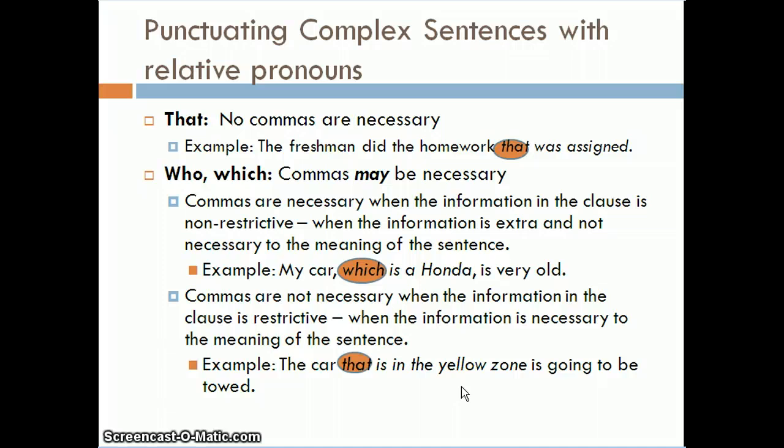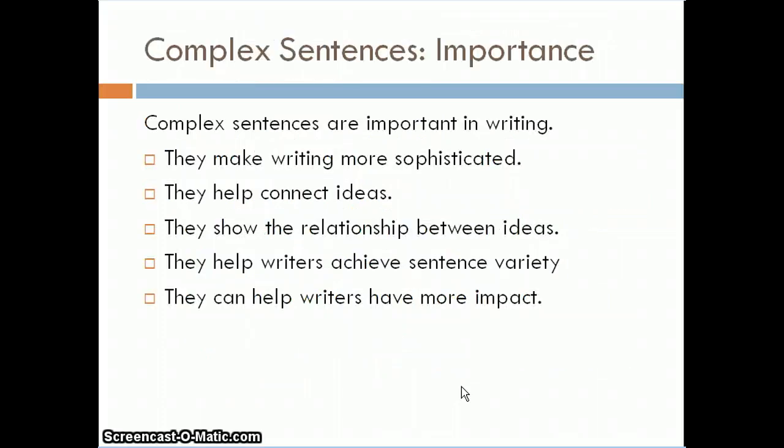So those are our two different types of complex sentences: complex sentences with subordinate conjunctions and complex sentences with relative pronouns. Overall, complex sentences are very important. Like compound sentences, we can use them in writing to help the writing become more sophisticated. They help connect ideas and show the relationship between ideas. They help writers achieve sentence variety, and we can achieve greater impact if we use a variety of sentences, including complex sentences.